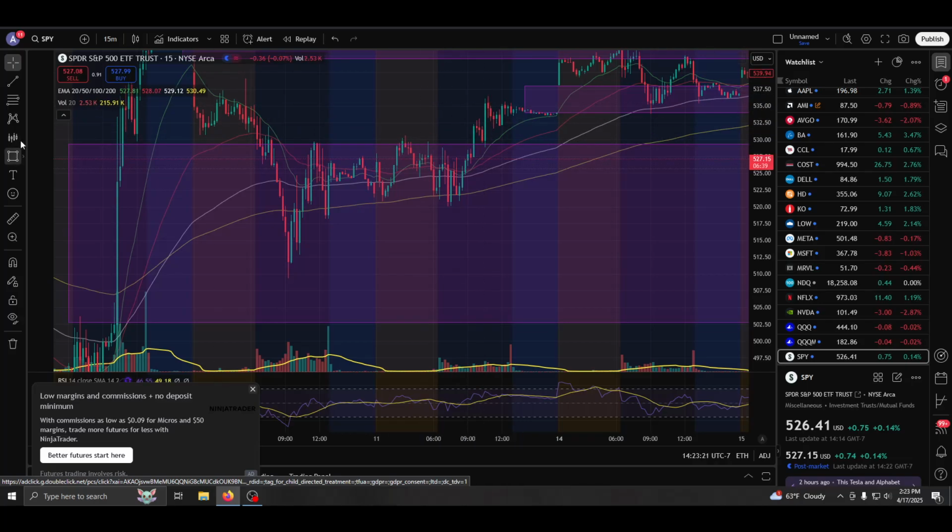This little move, I don't even know where the flags are on here. I would like to flag this.